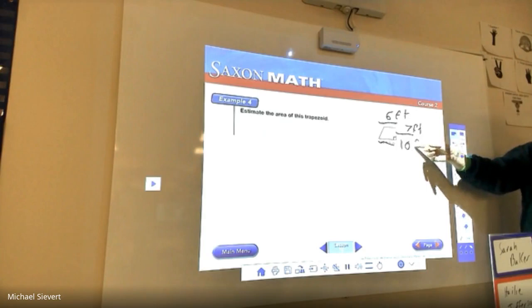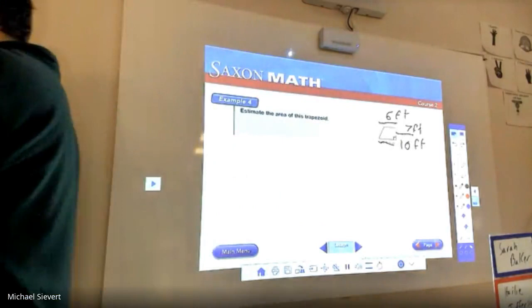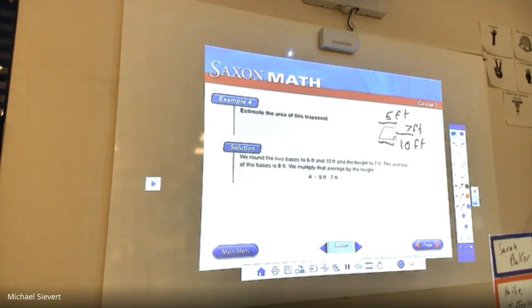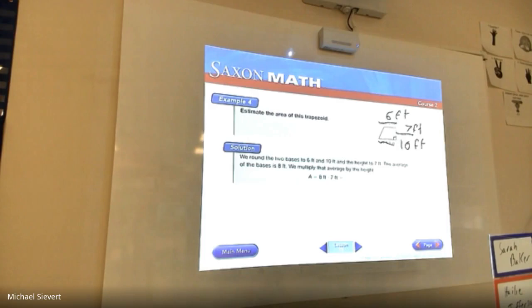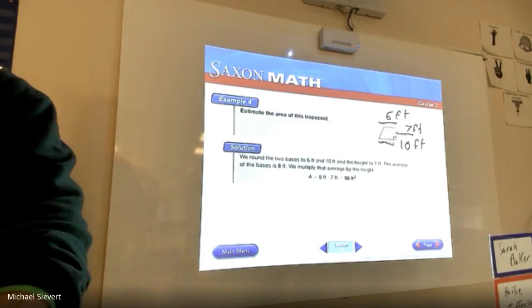Okay, so now we estimated, now we got the correct lengths for everything. Now you would just multiply 8 by 7, because this trapezoid has a straight line in it, so you don't have to do the base plus base times height. Oh, but wait, where did I get 7 from? Or 8 from? You got 7 feet. It's the average. Oh, so it did average that. 8 times 7 is 56. Oh, I'm sorry, yeah, you do have to do the formula. Why didn't they show the formula?